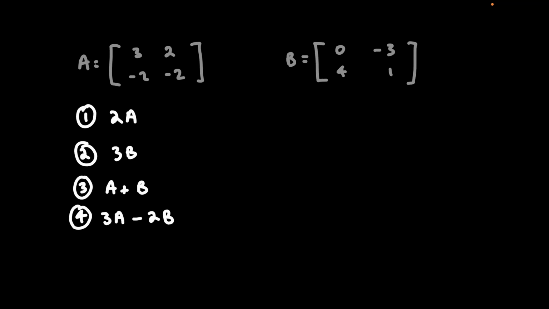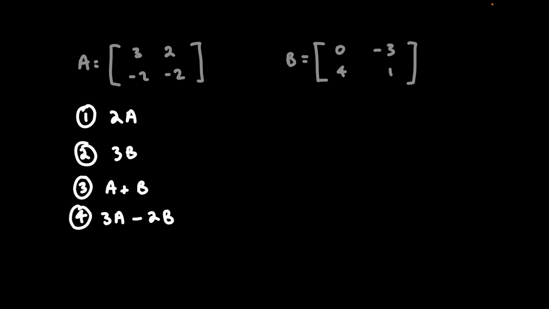In this video, we're going to be looking at how to do matrix arithmetic, which includes multiplying by a scalar multiple, as well as adding and subtracting matrices. The first thing we're going to do is we have two matrices here at the top. We have matrix A and we have matrix B. We need to work out the dimensions of A and B.